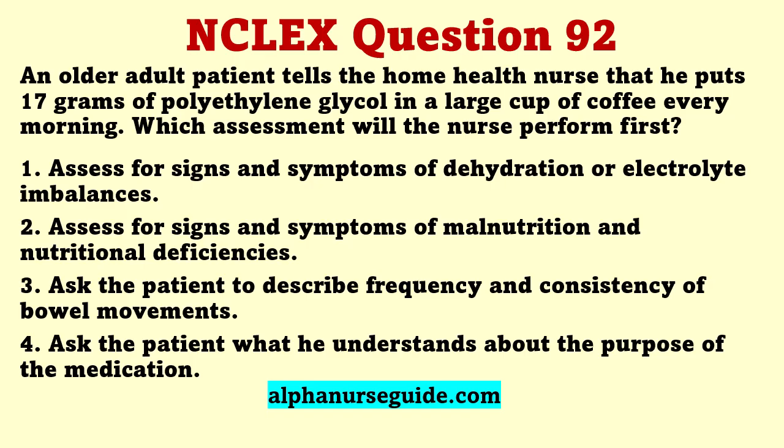The correct answer is 3. Ask the patient to describe frequency and consistency of bowel movements. Rationale: The patient is taking the recommended dose of polyethylene glycol. Polyethylene glycol is used for the treatment of chronic constipation, so the nurse would assess the effect that the medication is having on bowel movements. Older adult patients generally have a greater risk for dehydration, fluid and electrolyte imbalances, and nutritional deficiencies, so these would be included in routine assessment. Reviewing understanding of medications is always a good idea if the nurse has time.